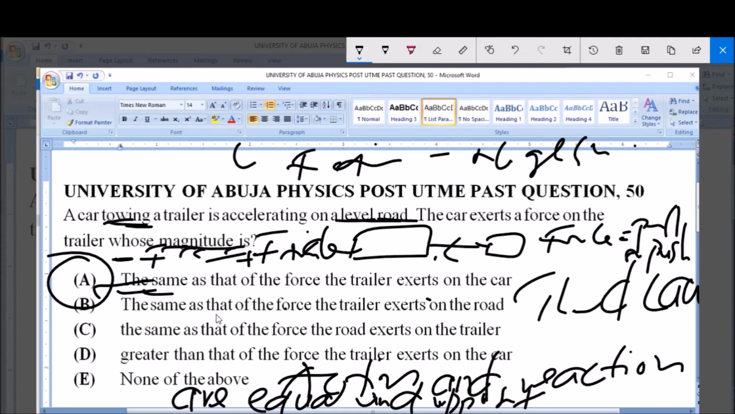Now the option B says the same as that of the force, which is wrong. The question is talking about a trailer and a car, not a trailer and a road. So a trailer and a road is particularly out of it. C is also out of it, a trailer on a road too. Now D, greater than that of the force. It will not be greater according to Newton's third law. It will be equal but in an opposite direction. None of the above is actually not part of it too. It's a wrong option because I identified A as a suitable option. So the correct answer to this question is option A. The same as that of the force the trailer exerts on the car.